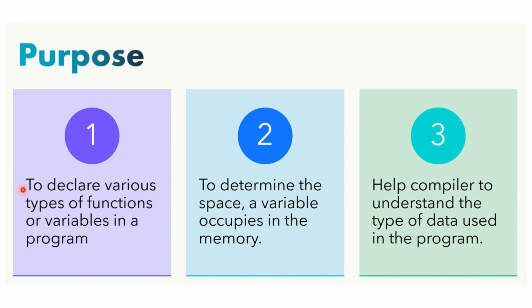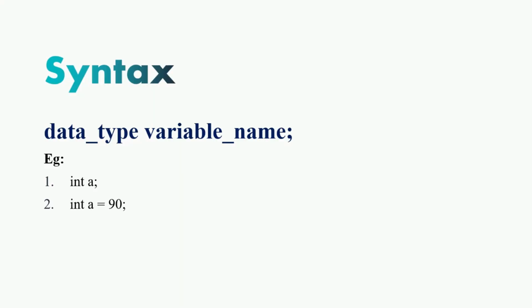Coming to the purpose, we basically use data types at the time of declaration of a function or a variable. Each data type requires different amount of memory and has some specific operations which can be performed over it, which in turn helps us to estimate the memory space the variable is occupying or the type of parameter expected by a function. Proper utilization of memory can be done when suitable data types are used. So this helps the compiler to understand the data it is storing and also the operations that could be performed over it. This is the syntax of the data type.